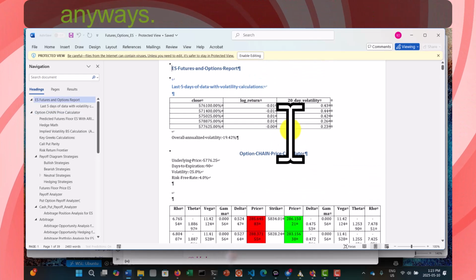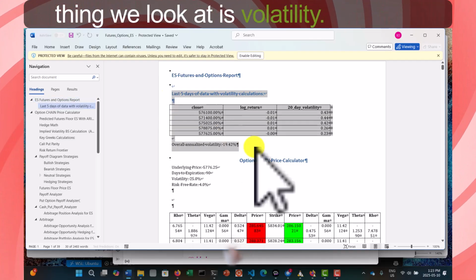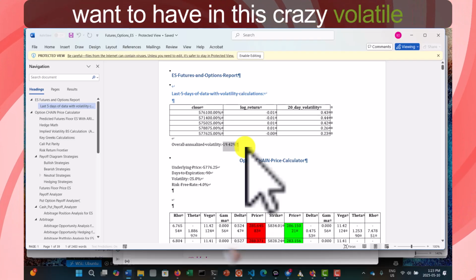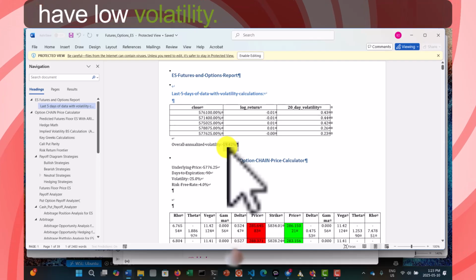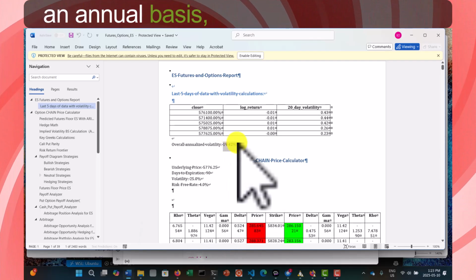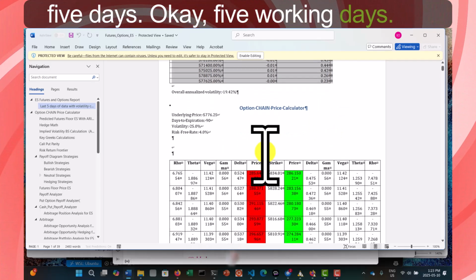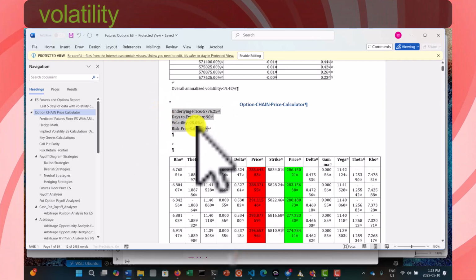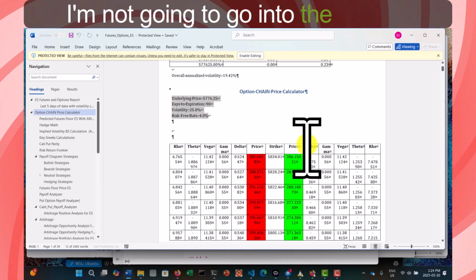Okay. Anyways, so here the number one thing we look at is volatility. What we want to have in this crazy volatile environment is to ensure we have low volatility. 19% is kind of low on an annual basis. Here it'll generate the last 5 days, 5 working days. So here we have our chain data, the volatility with our standard risk-free rate. I'm not going to go into the details.